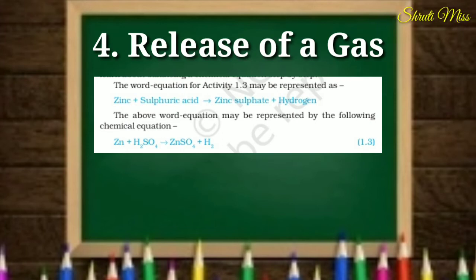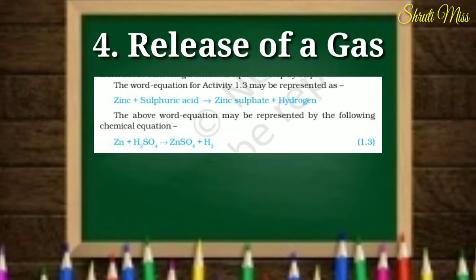The fourth characteristic is release of a gas. Here we can see the word equation for this activity, where zinc plus sulfuric acid makes zinc sulfate plus hydrogen. The above word equation may be represented by the following chemical equation, where Zn plus H2SO4 makes ZnSO4 plus H2. H2 is hydrogen gas. So in this reaction, hydrogen gas is released.